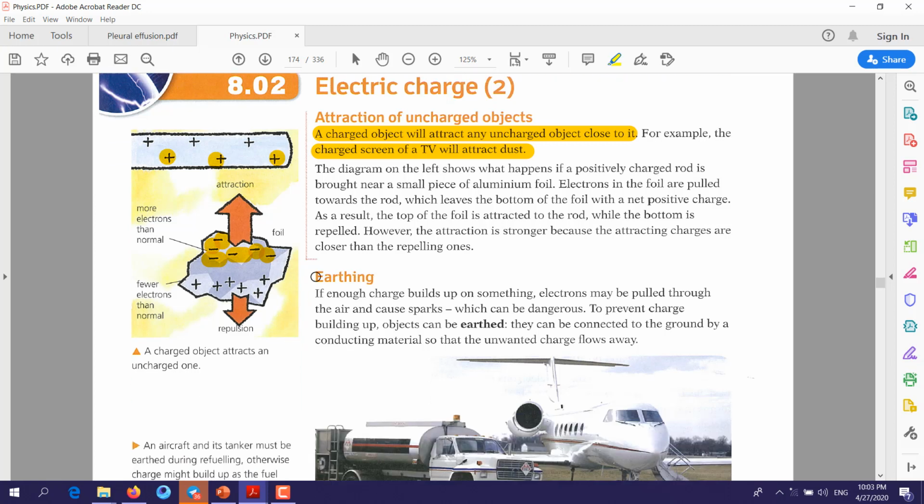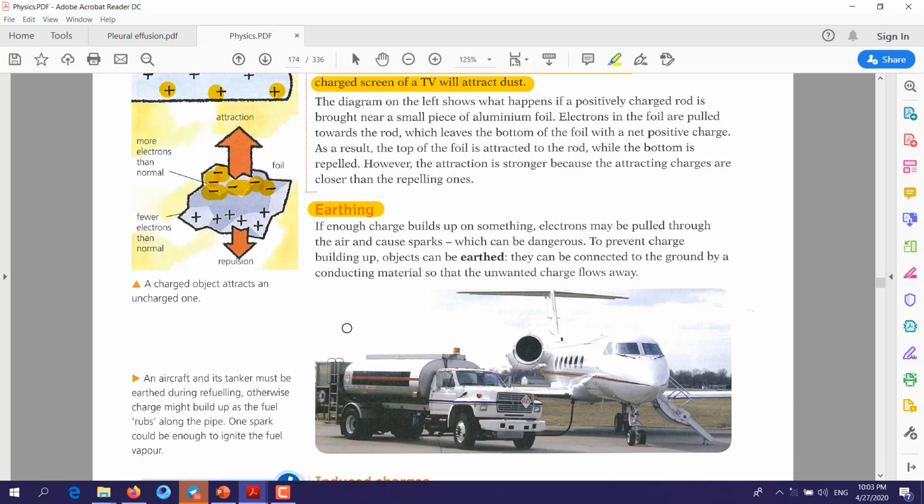Then earthing. What do we mean by earthing? It means connecting something to earth. If enough charge builds up on something, electrons may be pulled through the air and cause sparks. What do we mean by this?